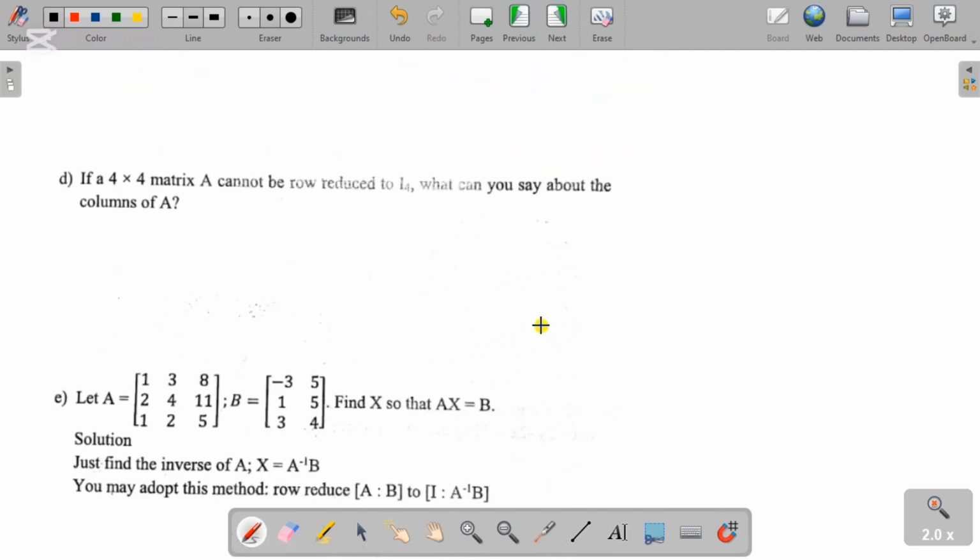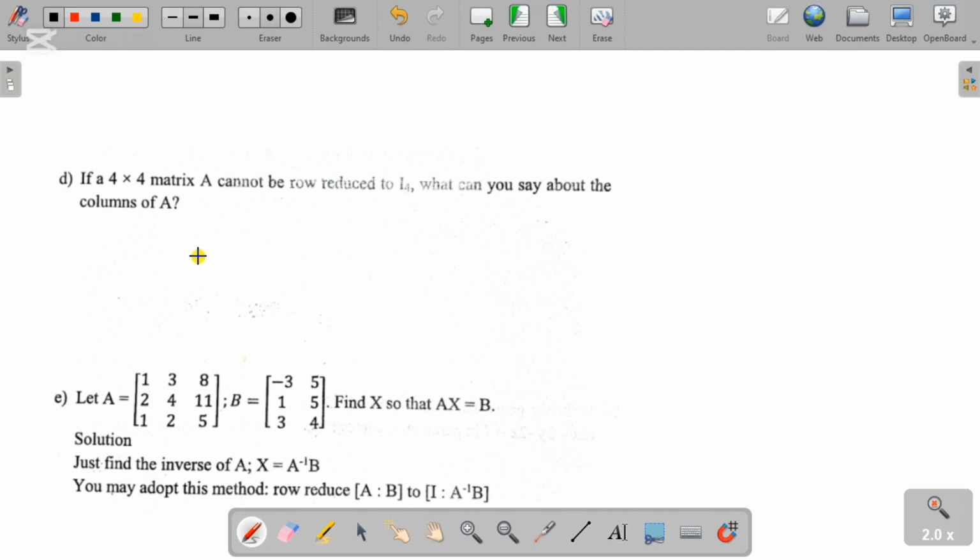So in example 4, we are given that a 4x4 matrix A cannot be row reduced to I4. I4 there talks about the identity matrix of order 4. And then it says, what can you say about the columns of the matrix A? Okay, so these are part of the deductions that we get from the columns of a matrix that is reduced to its echelon form.